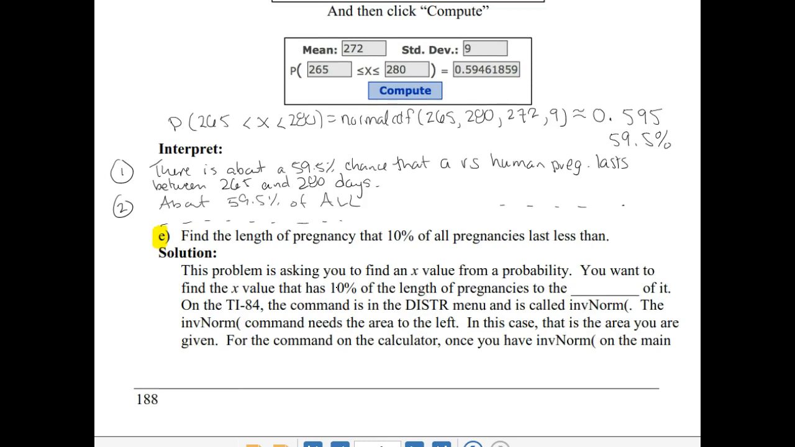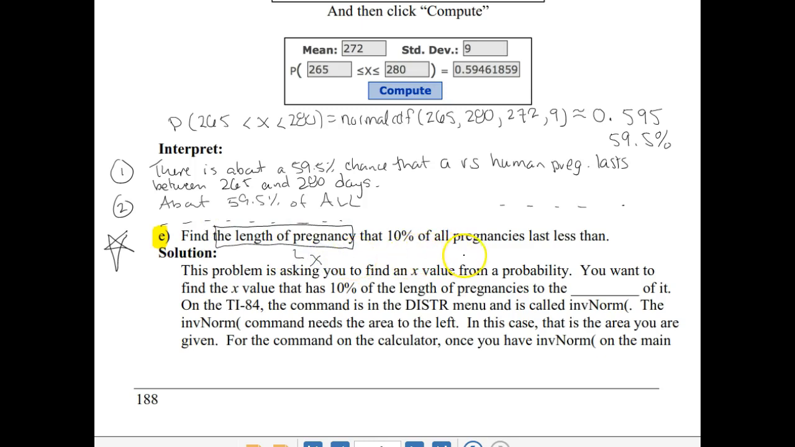All right, so now part E. Okay, so we've looked at several parts where we've been asked to find probabilities. If we have a normal distribution and we want to find a probability, we use normal CDF. But on part E, we're not asked to find a probability. We're asked to find the length of a pregnancy. So that's a value of x.